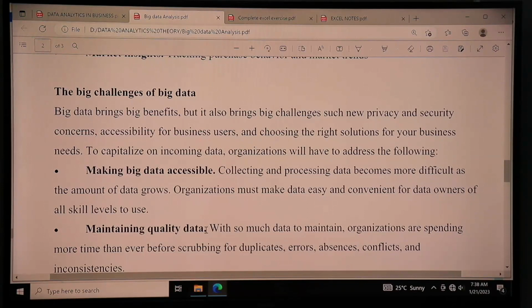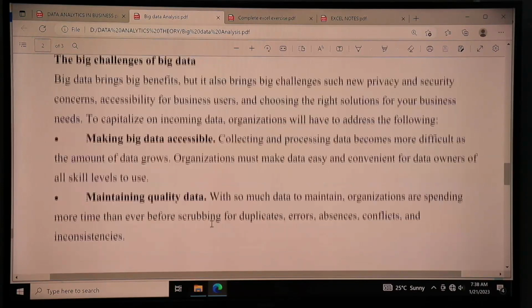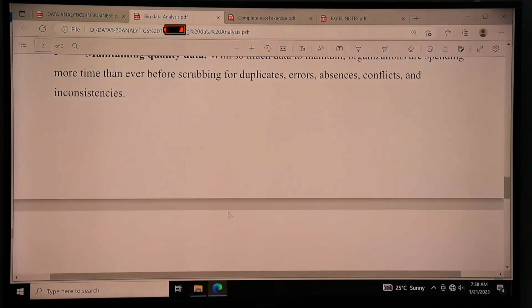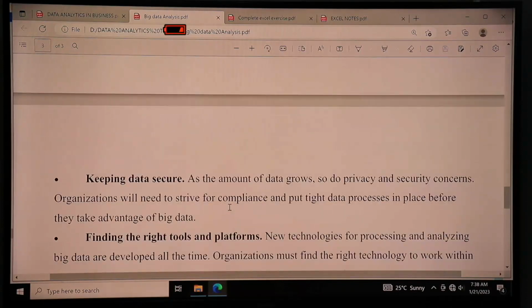Such data then have to be refined, so you have to do big data analysis. Another challenge is keeping data secure. That is actually one of the major challenges in our current world, where sometimes it is very, very difficult to secure data.